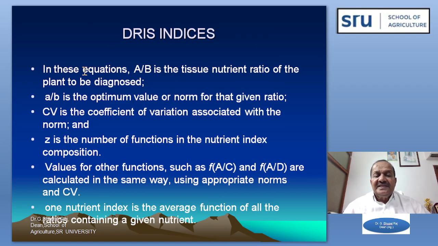So in these equations, A by B is the tissue nutrient ratio of the plant to diagnose. Just now I told you, this is the test sample. Small a by b is the optimum value or the norm for that given ratio, which we have derived from the calculation. Then the value of that ratio in the high yielding population is the norm. So C is the coefficient of variation associated with the norm.